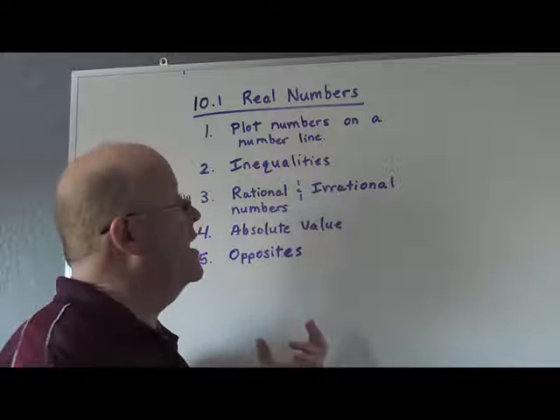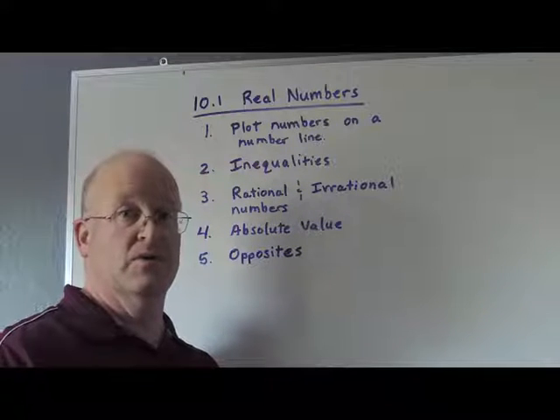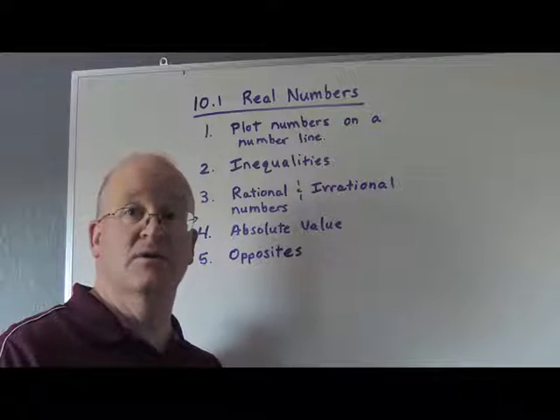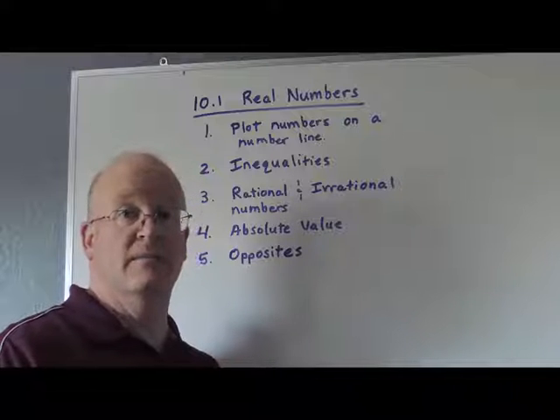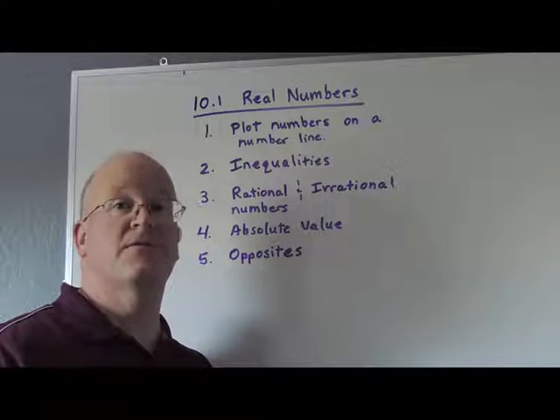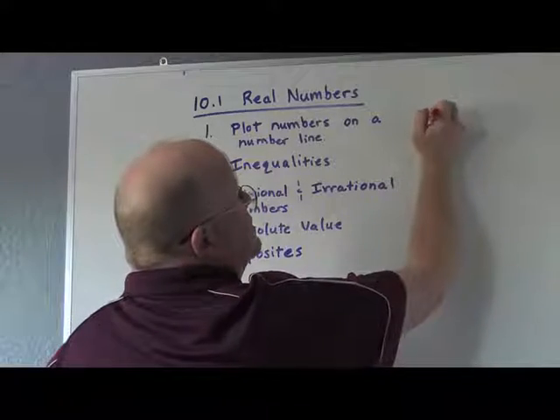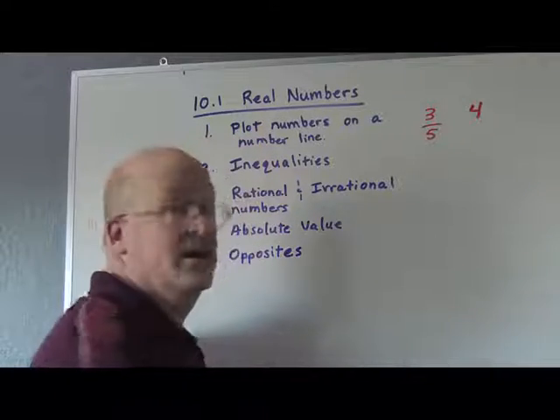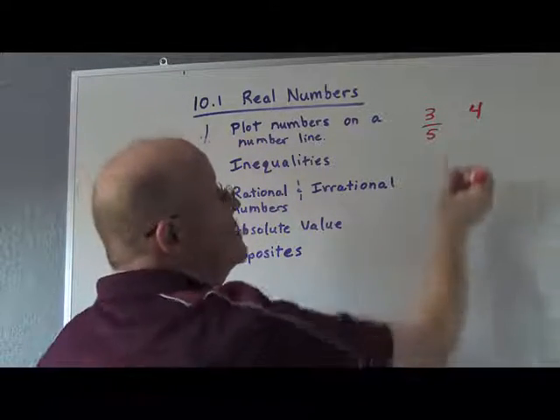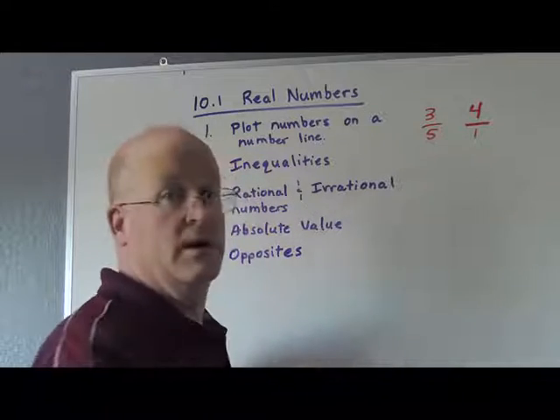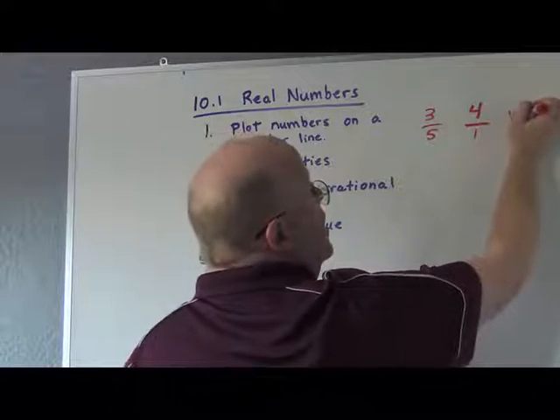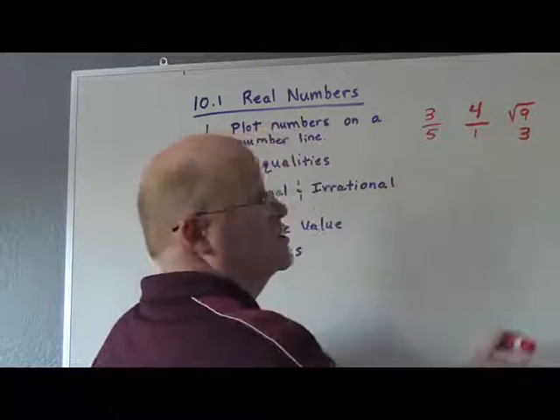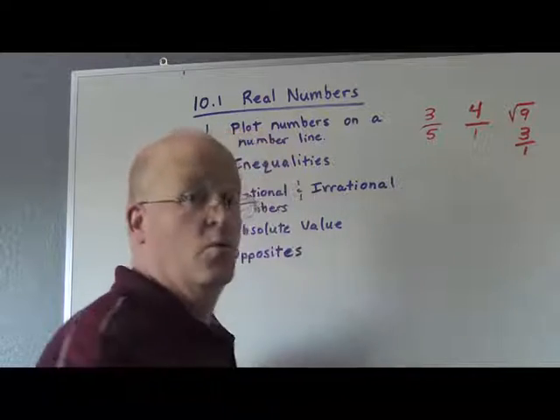Now let's talk about rational and irrational numbers. Rational numbers are any number that can be written as a fraction of two integers, provided you're not dividing by 0. The key word here is fraction. If you have 3/5, it is a rational number. If you have the whole number 4, it is a rational number also because it can be written as a fraction, 4/1. If you have the square root of 9, that is rational because it is equal to 3, which in turn can be written as 3/1.